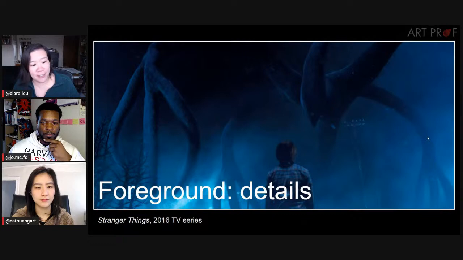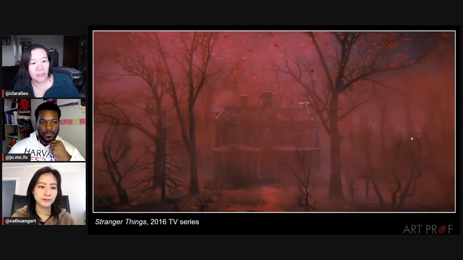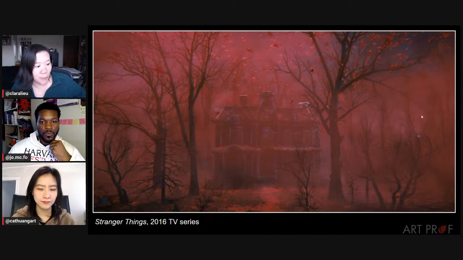Let's talk about details. So, for example, we've got Stranger Things here, and we see in the foreground, we've got details. In the background, there are no details. Now, Jordan, why are details or lack of them important in atmospheric perspective?